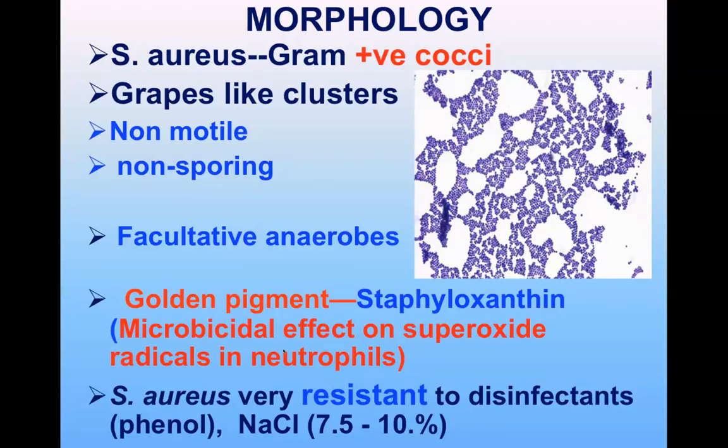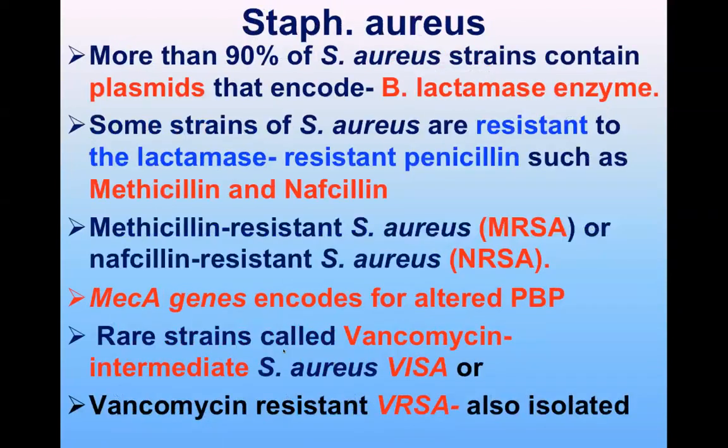Now, Staph aureus produces a carotenoid pigment which is known as staphyloxanthin, and this gives a golden color to the colonies. This pigment enhances the pathogenicity of the organism by inactivating the microbicidal effect of superoxide and other reactive oxygen species within the neutrophils. And it's a highly resistant organism. It is resistant not only to disinfectants like phenol, it is also capable of growing in high concentrations of salt, like it can grow in an environment which has 7.5 to 10% sodium chloride.